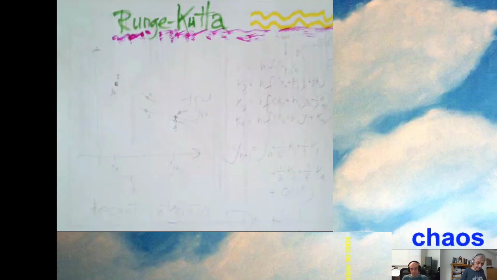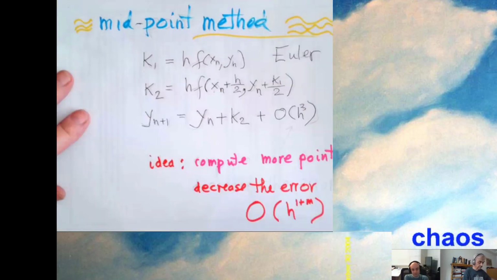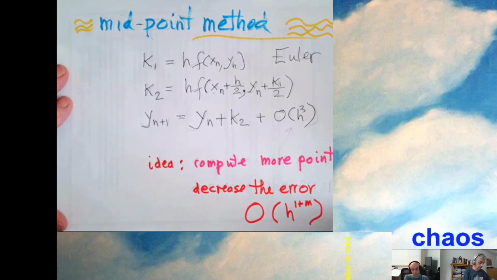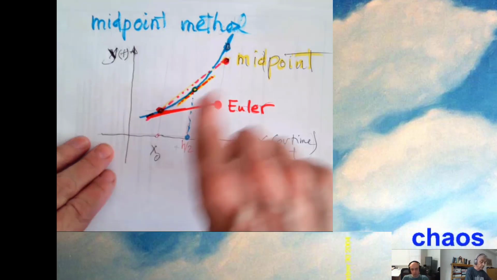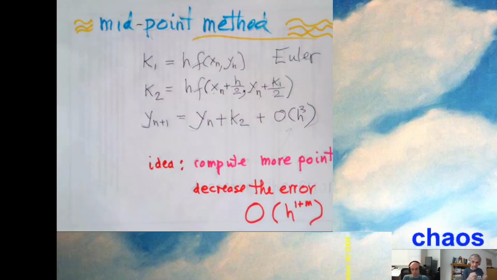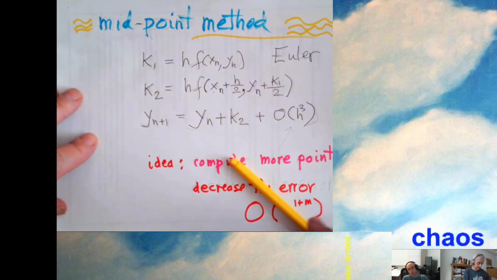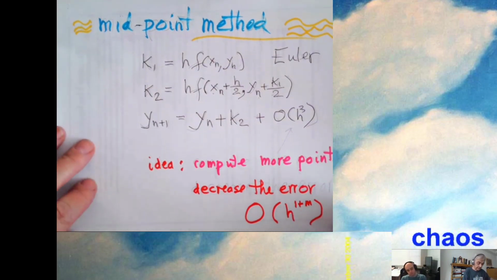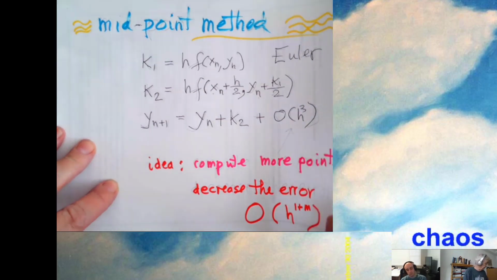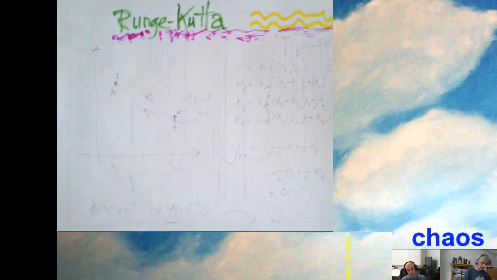Okay, so I get it. What I'm supposed to do is make a few measurements on my curve. So I'm supposed to evaluate the velocity at a few points and then adjust these coefficients in such a way that the Taylor series matches up to the h1 plus m term. And you can do that, you get a hang of it.